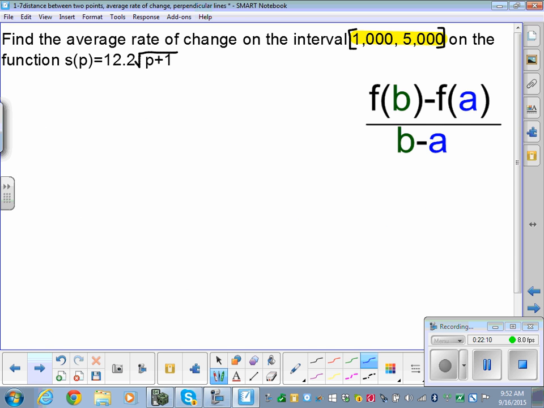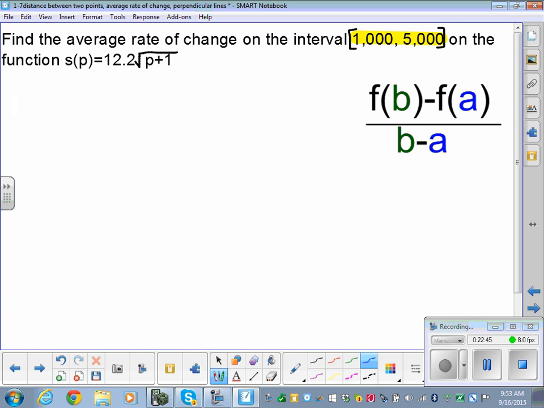Find the average rate of change on the interval. This one's worded differently. You have to know when you see the word average rate of change which function to use. So find the average rate of change on the interval from -1,000 to 5,000 on the function s of p is equal to 12.2 square roots of p plus 1. So looking at this, guys, the first thing you do is you have to know when you see the word average rate of change that we're going to be using this formula. F of b minus f of a all over b minus a.